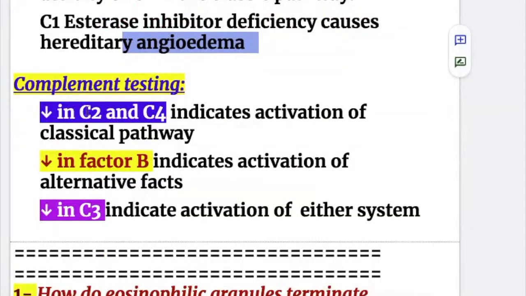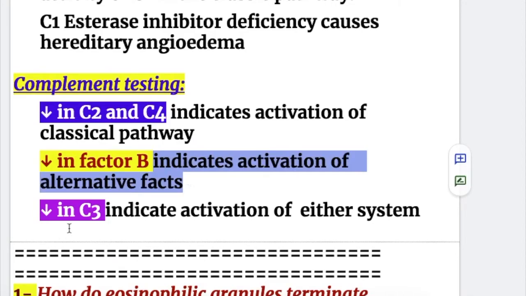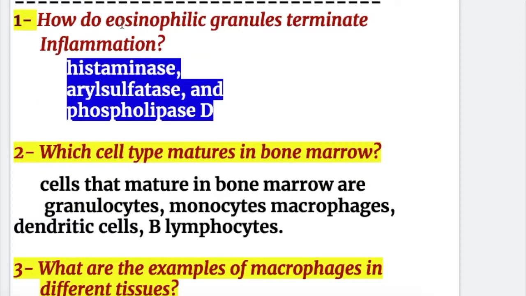Now how is the complement tested? Decrease in C2 and C4 indicates activation of the classical pathway, and decrease in factor B indicates activation of the alternative pathway, and decrease in C3 indicates activation of either. So decreased C2 and C4 indicate classical pathway activation, decreased factor B indicates alternative pathway activation, and decreased C3 indicates activation of either system. Now answers to the questions. How do eosinophils terminate inflammation? The eosinophils have certain substances like histaminase, arylsulfatase and phospholipase D which terminate inflammation.